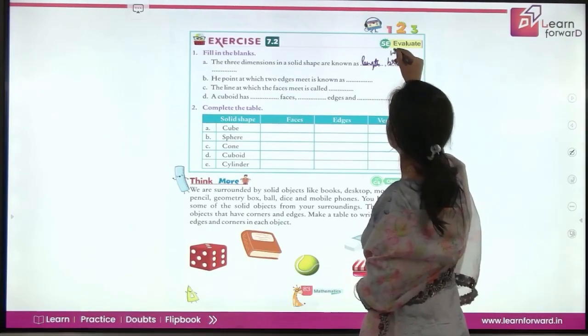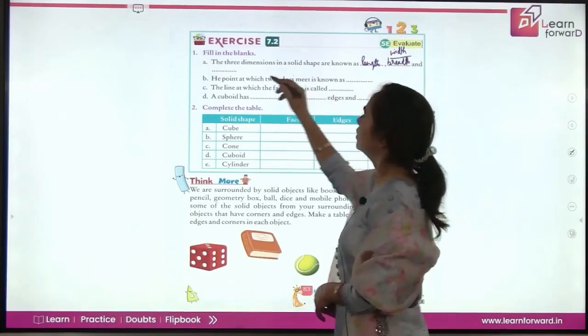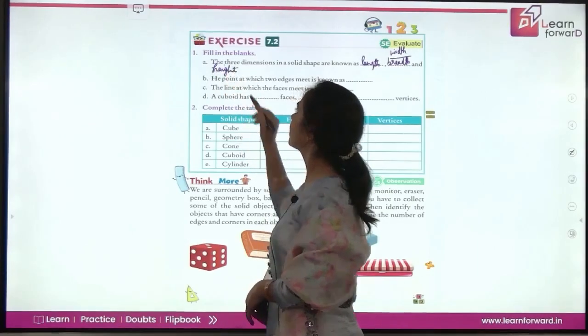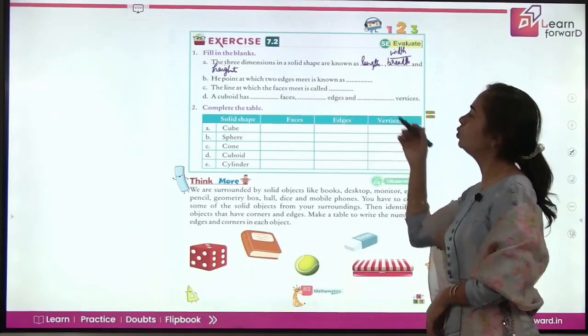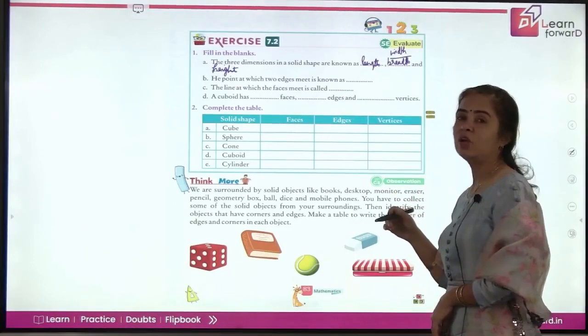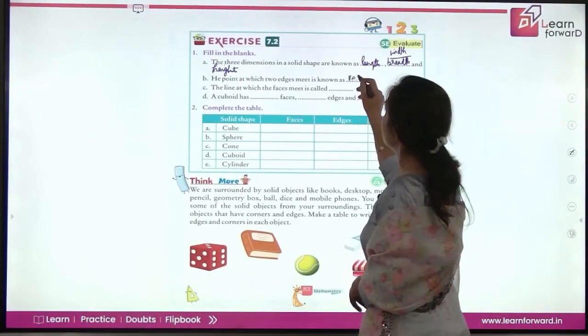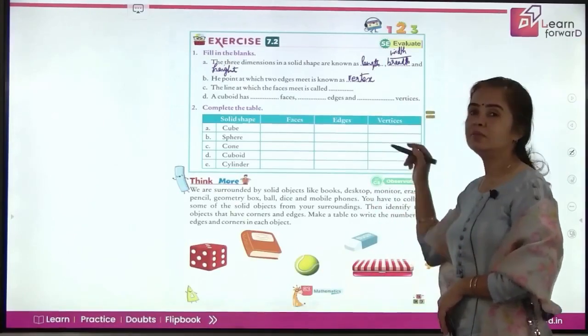You can use any word here. And height or thickness, you can say. Next, the point at which two edges meet. What is that called? Where two edges meet? That is called a vertex. Now we have learned. It is also called a corner, but the term is actually vertex.